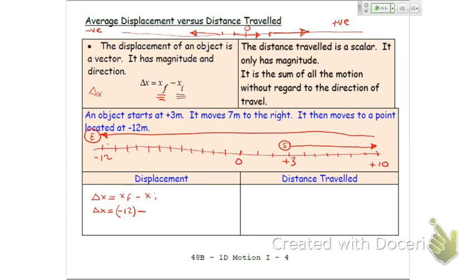And then I say, well, I need my initial position. My initial position is +3. So I look at these and I go, -12 minus +3 is like -12 minus 3, which is what? -15. So math is just the math again, but almost finished. I'm missing one thing. What am I missing? Units.